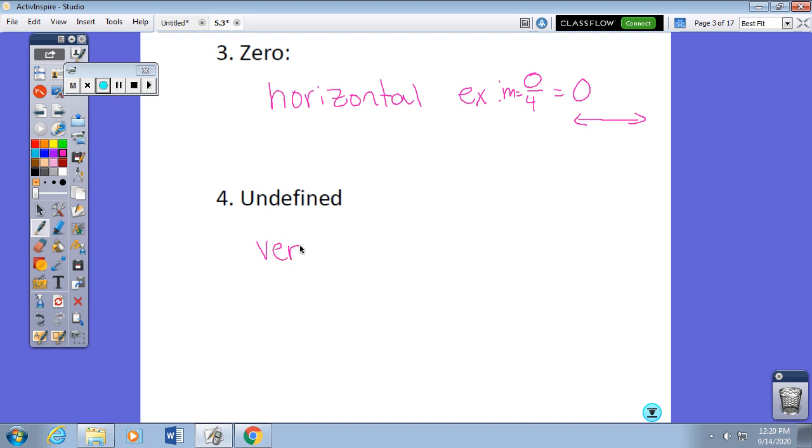Undefined would be vertical. An example here of undefined is when you have m equals your number over 0. If you put that in your calculator, you get an error because you cannot divide by 0. So this is called undefined. And this is when it goes straight up and down. So if you put a little stick figure at the top, he would end up just falling. There wouldn't be any walking or sliding there.